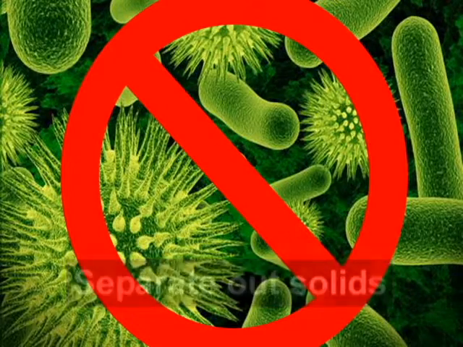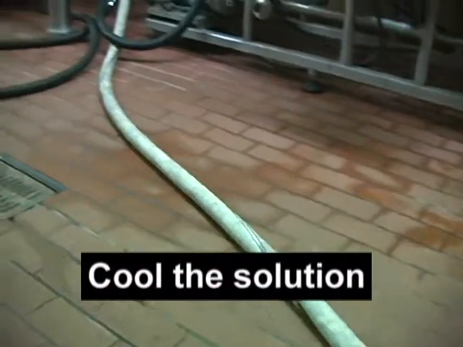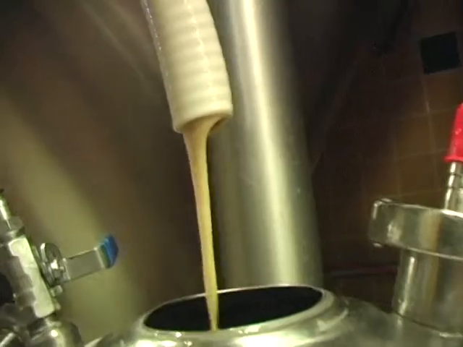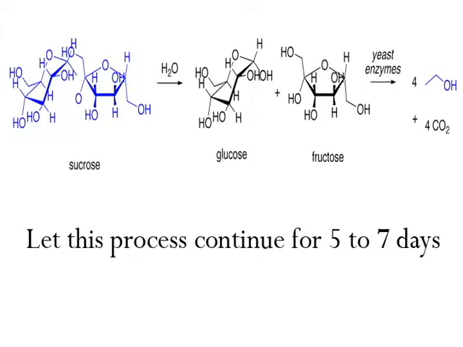Bring the solution to a boil to kill off any microorganisms. Next, bring the solution down to around 60 to 75 degrees Fahrenheit. Then add yeast to an airtight container because exposure to oxygen will make it go bad. The yeast starts to eat the sugar and produce alcohol and carbon dioxide. Let this step continue for 5 to 7 days.